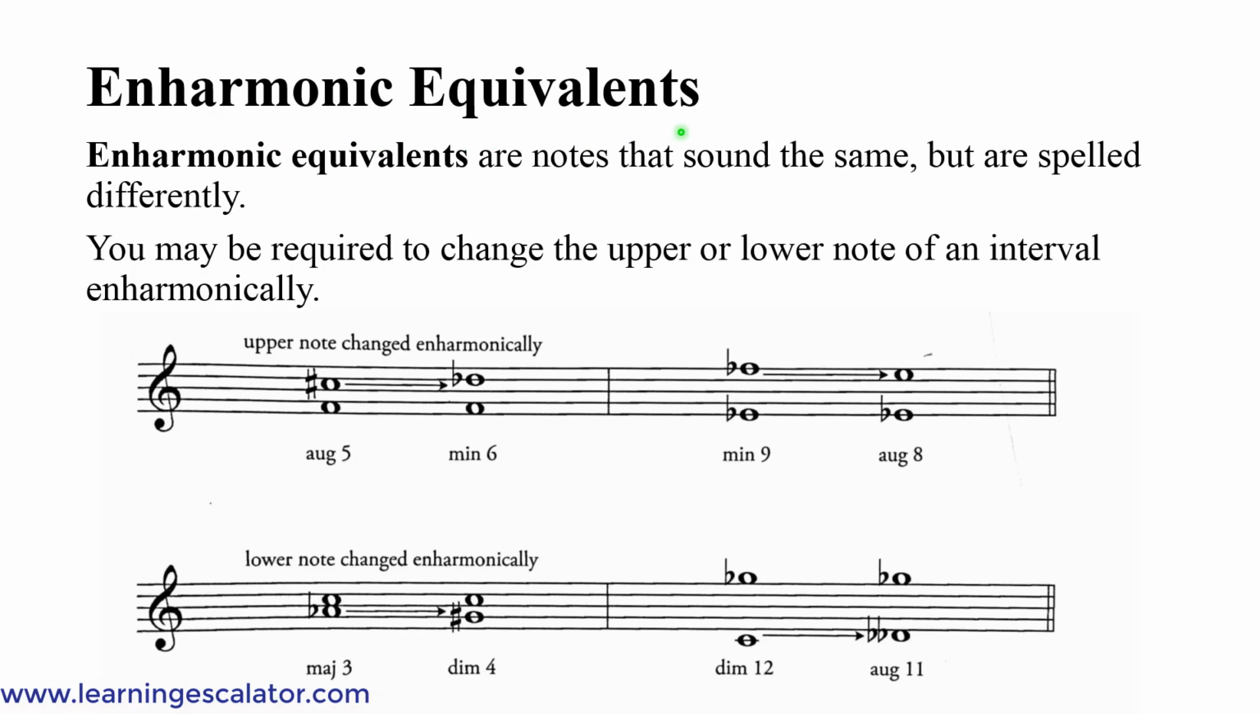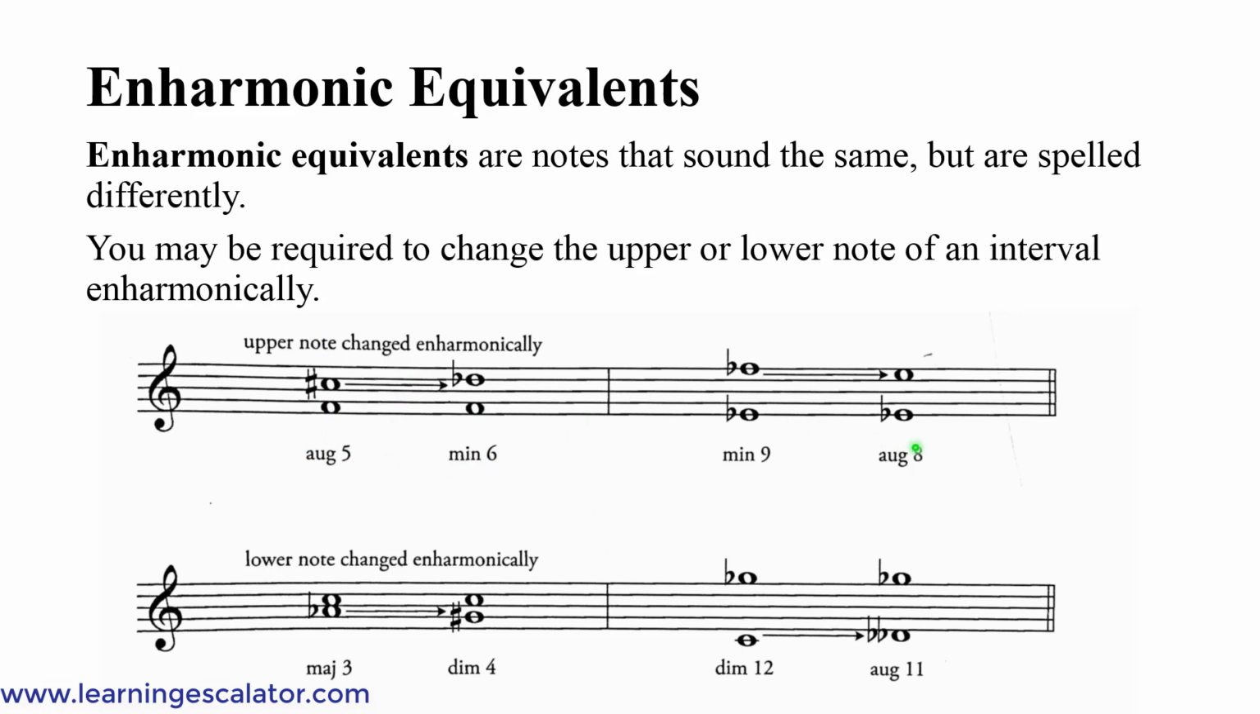Enharmonic equivalents in intervals. Before we talked about enharmonic equivalents, which are notes that sound the same but are spelled differently. You may be required to change the upper or lower note of an interval enharmonically. So this is an augmented fifth, and you can change the top note, which is a C sharp, to a D flat, and even though it sounds the same, it becomes a minor sixth, so it's technically not the same interval anymore.